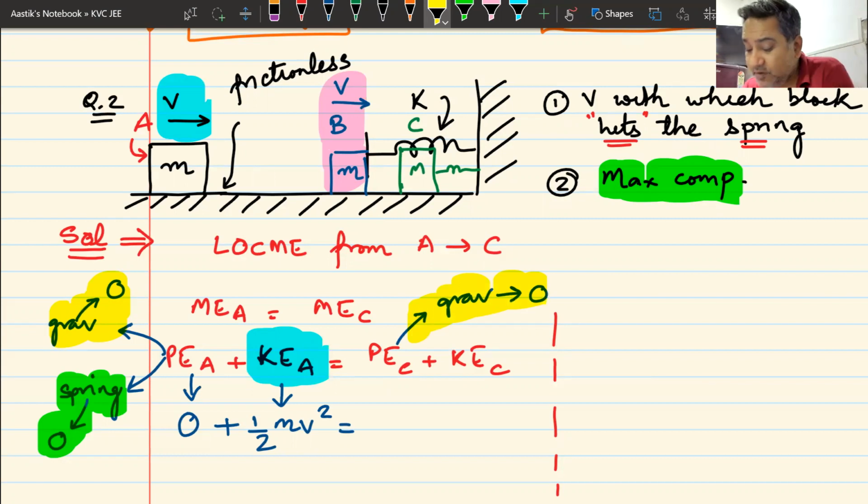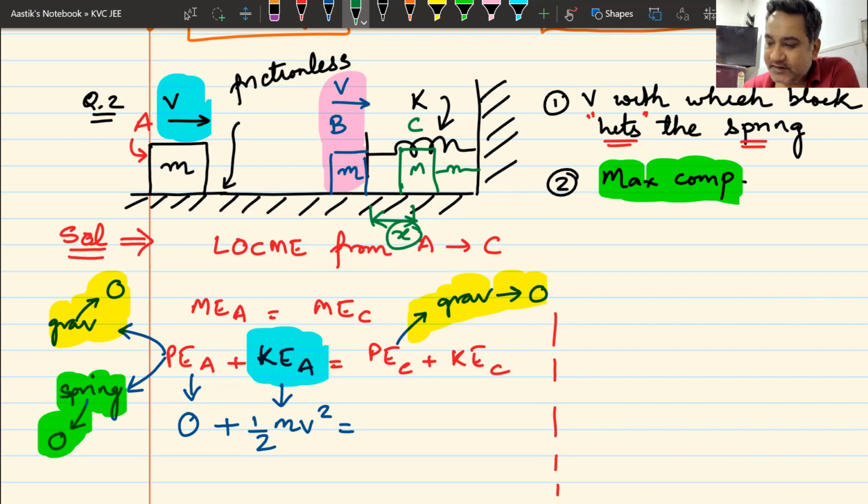Now let us talk about the spring potential energy. Let us assume that this spring has been compressed by a distance x, which is what we have to find out. What is the maximum compression in the spring? So how much will be the spring potential energy?